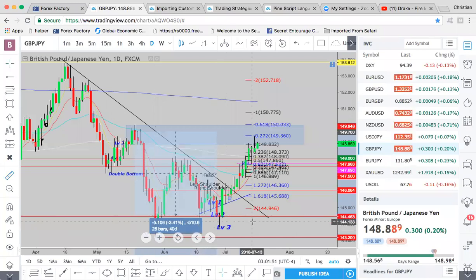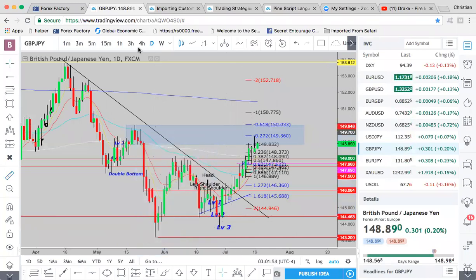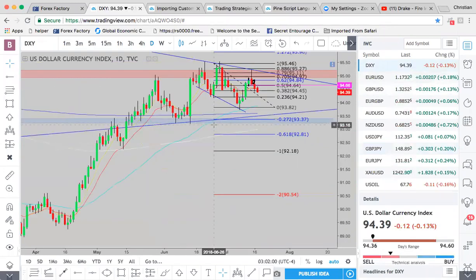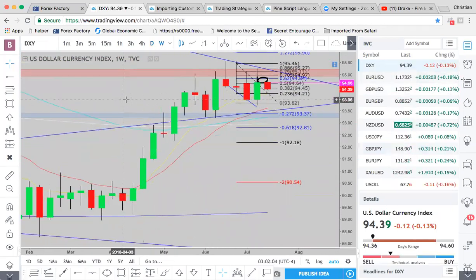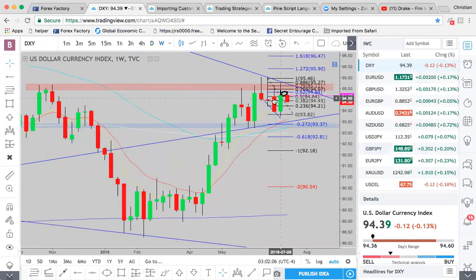Got about 500 pips off of that. So now let's look at a 4-hour chart. Now we're in the zone. We want to see rejection, just like how we got it on the DXY. Once we got in that zone, we want to see some rejection.